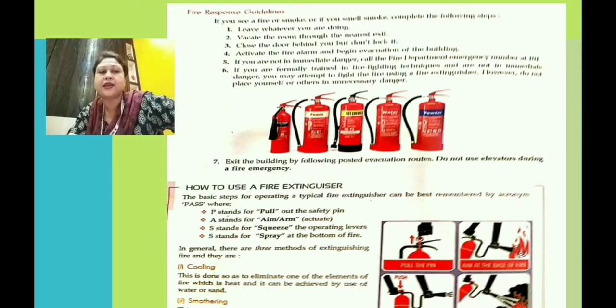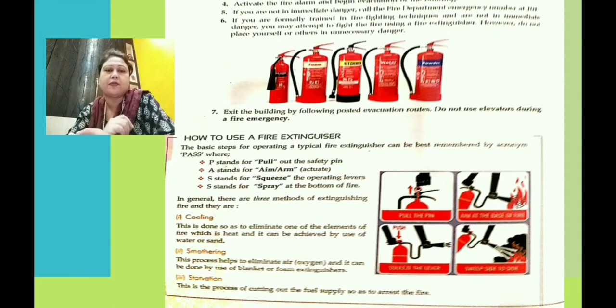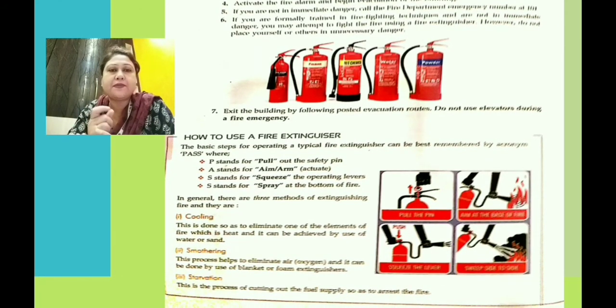Then how to use a fire extinguisher. So here we have the PASS phrase about how to use a fire extinguisher. The basic steps for operating a typical fire extinguisher can be remembered by the PASS phrase. P stands for pull, that is, pull out the safety pin of the fire extinguisher. Then A stands for aim, that means we should aim where the fire is. Then S stands for squeeze, we should squeeze the operating lever. And the last S stands for spray at the bottom of the fire where it is actually starting. So this is the full form of the PASS phrase, of how we can operate a typical fire extinguisher.